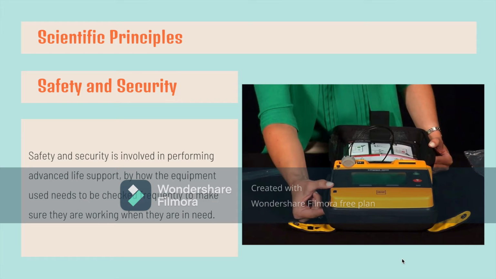Next would then be safety and security. So, safety and security is involved in performing advanced life support by how the equipment used needs to be checked frequently to make sure they are working when they are in need. The healthcare workers must check the devices beforehand in order to prevent the patient's condition from possibly worsening due to a faulty device.